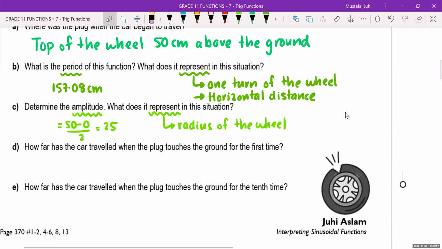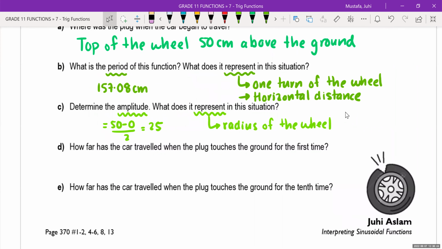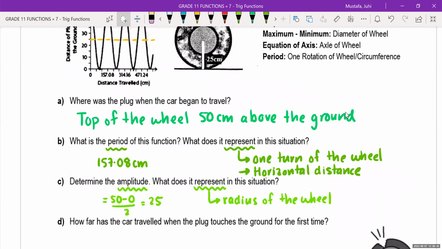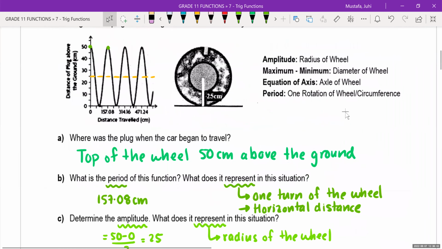Okay, so the plug starts at the top, and then how much has it traveled to reach the bottom? What's the calculation for that? So like this point right here.